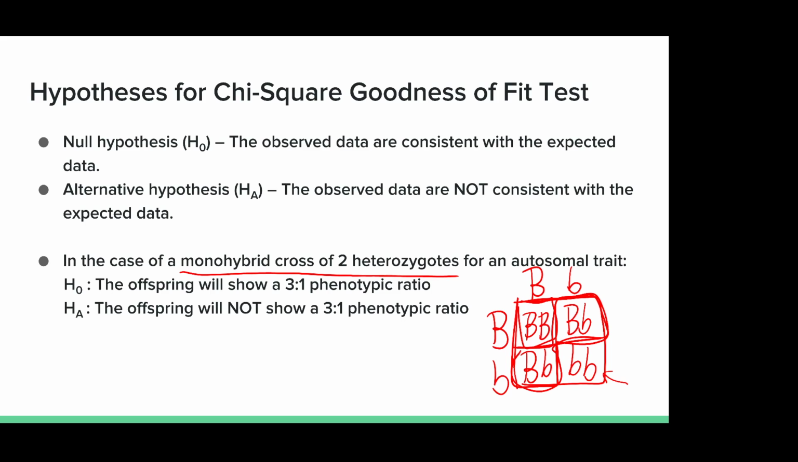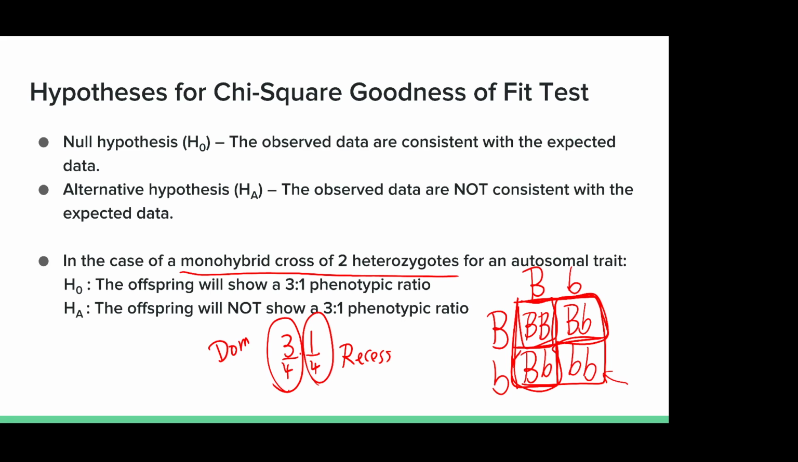So that is what we would expect. For lack of a better term, if it's a 3-to-1 ratio, divide both of those by 4, right? Because you can do whatever you want to as long as you do the same thing to both sides. So that would tell us that we are expecting 3/4 of the population to show the dominant phenotype and 1/4 of the population to show the recessive phenotype.